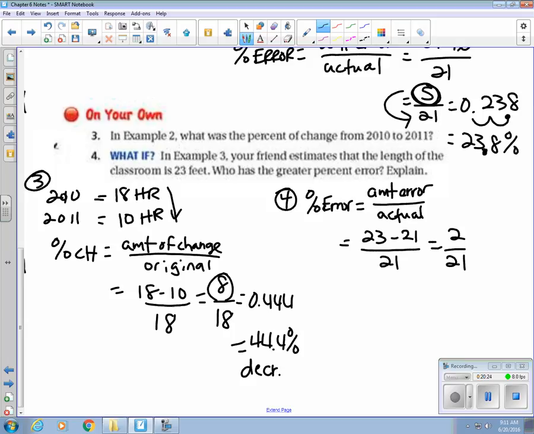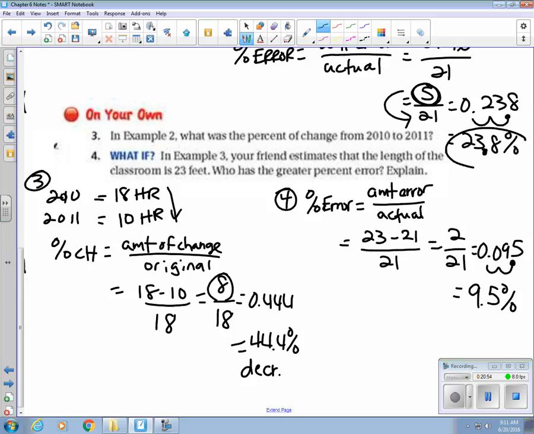So we're going to take that 2 over 21 and go ahead and divide that to turn it into a decimal. And that is equal to 0.095 if we round it. And if we convert that into a percent, we then move 2 decimal places to the right, and we end up with 9.5%. And the question is, who has the greater percent error? And that would be in the first problem that we did where you did the estimate.